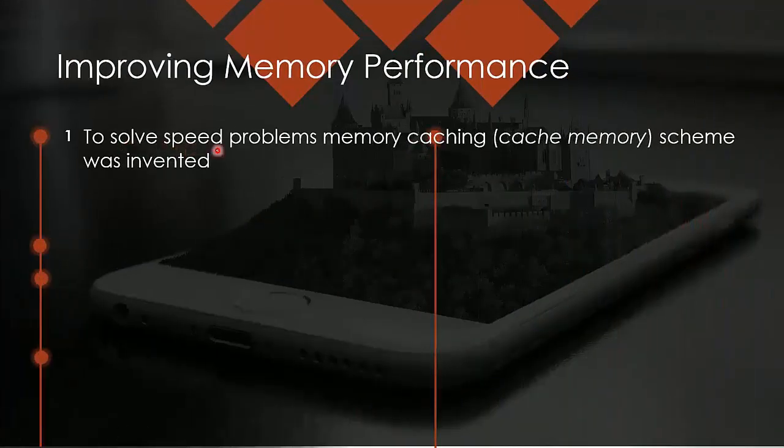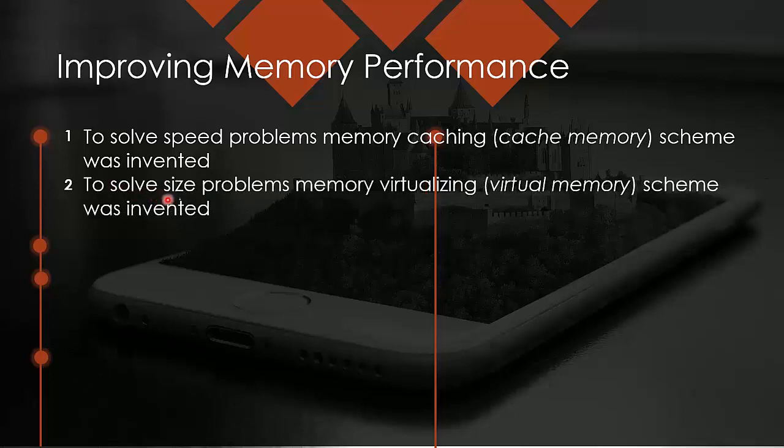To solve the speed problems, the memory caching scheme was invented. To solve size problems, memory virtualizing is a scheme that was invented.